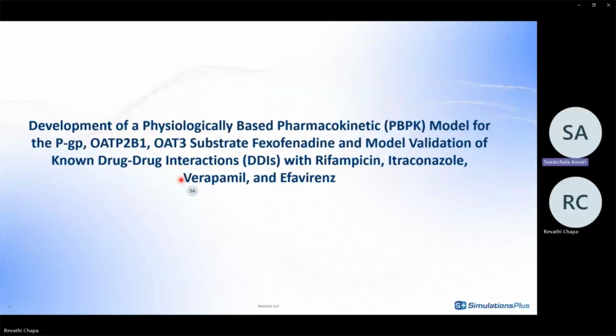Then we'll move to the next case study, the next example of the PGP substrate fexofenadine. So fexofenadine is a substrate of multiple transporters like PGP, OATP2B1, and OAT3. Once we built the model incorporating all these transporter mechanisms, the model was then validated for known DDIs with rifampicin, itraconazole, verapamil, and efavirenz. And all these four perpetrators are PGP inducers or inhibitors.